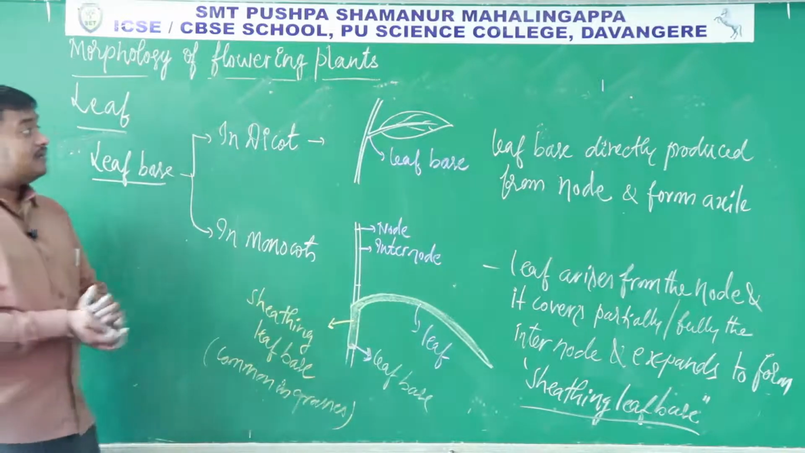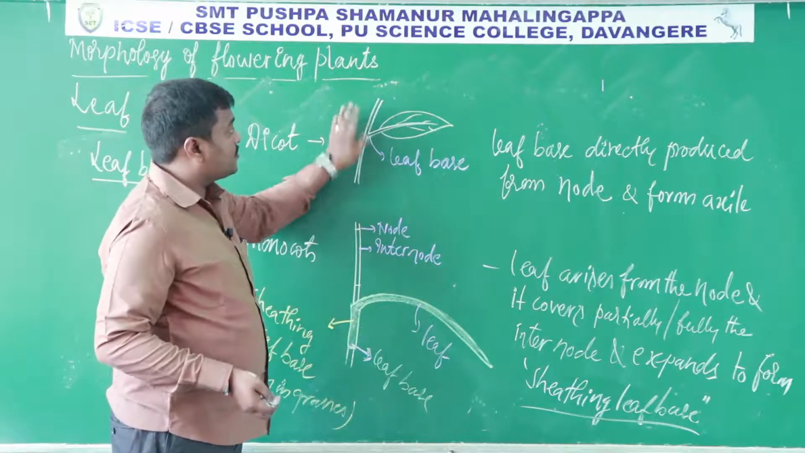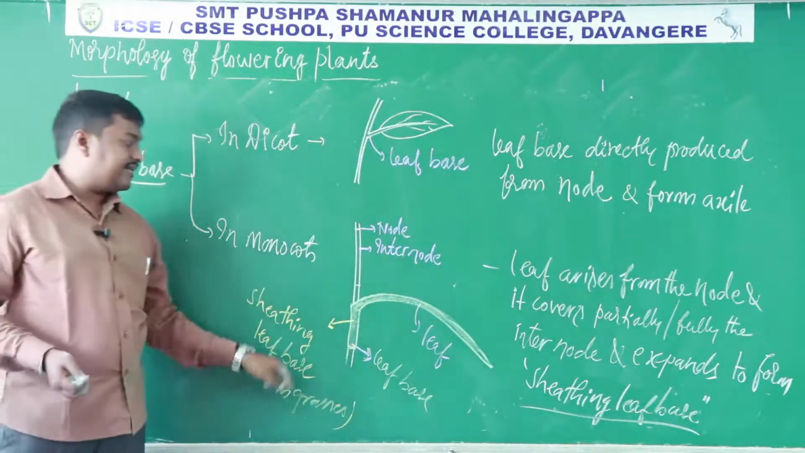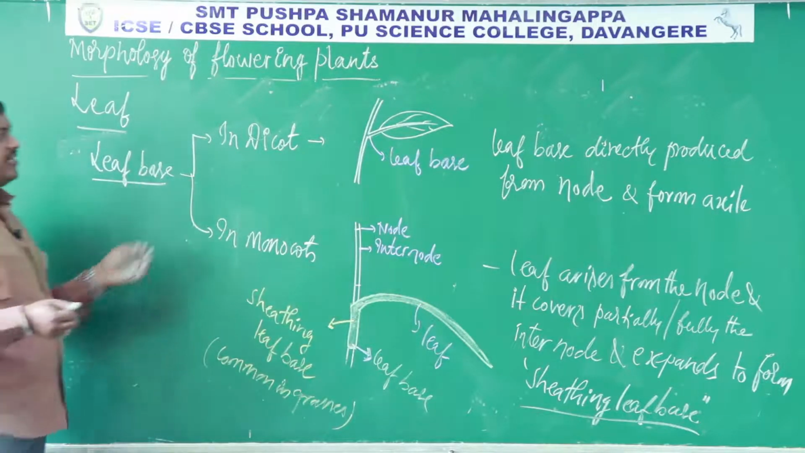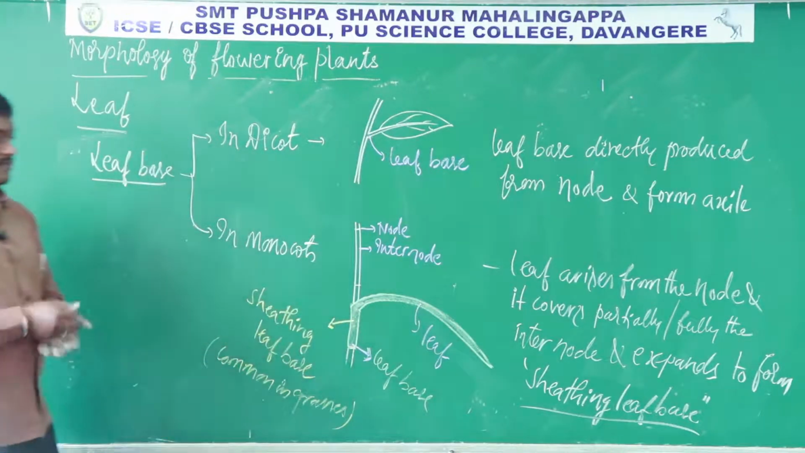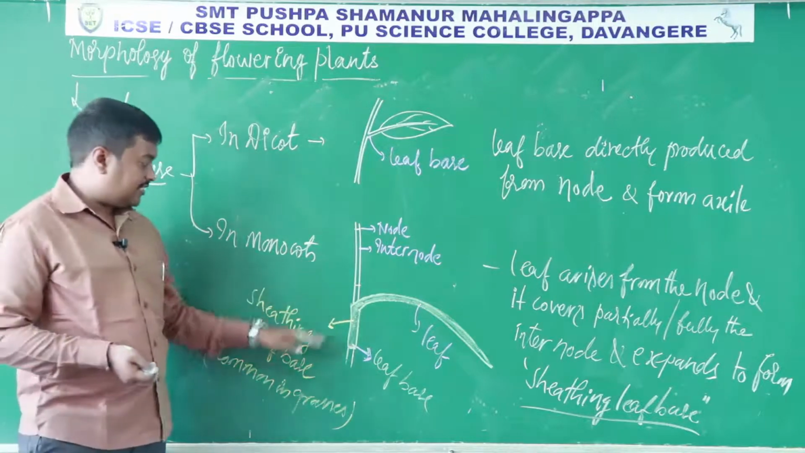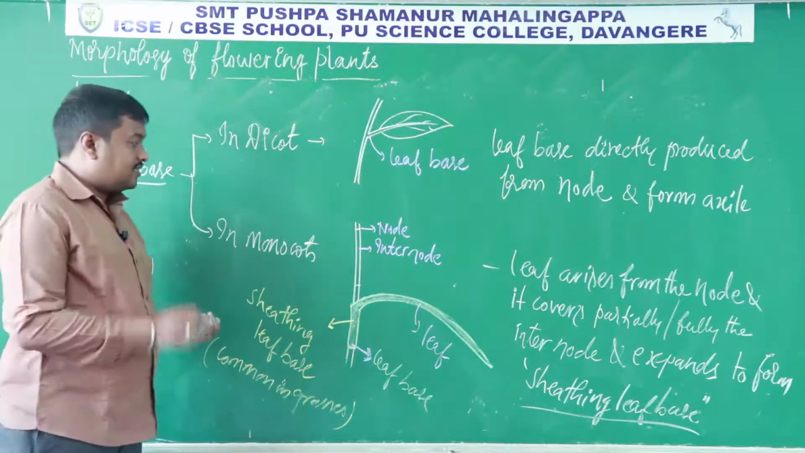Okay, but here leaf base is attached directly to stem. It never enclose the internode part again. Direct ಆಗಿ ಪ್ರೊಡ್ಯೂಸ್ ಆಗಿರುತ್ತೆ. ಬಟ್ ಇಲ್ಲಿ it creates the sheathing leaf base. Of course, very few dicots ಕೂಡ ಈ ಥರ sheathing leaf base ಇರುತ್ತೆ. Okay, very few examples. And it is very much common in monocots. Monocots ಅಲ್ಲಿ ಈ ಥರ sheathing leaf base ಕಾಮನ್ ಆಗಿರುತ್ತೆ.